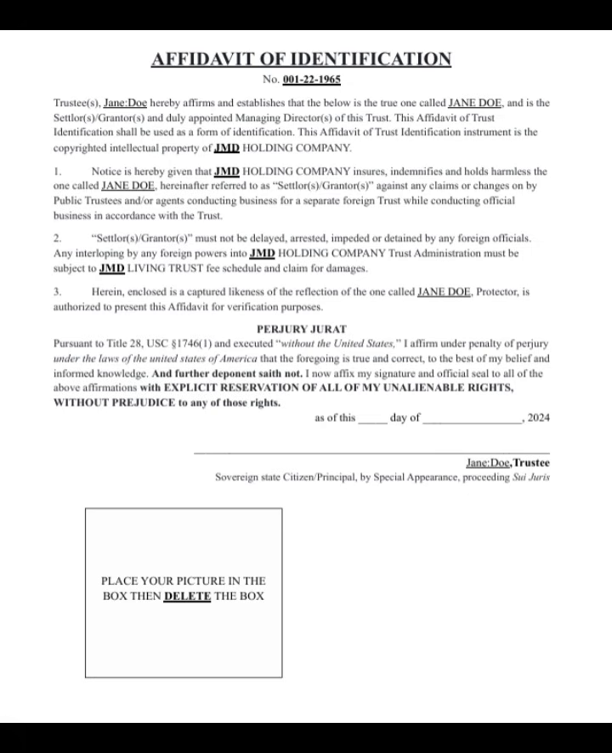Settler grantee must not be delayed, arrested, impeded, or detained by any foreign officials, any interloping by any foreign powers into JMD Holding Company Trust Administration must be subject to JMD Living Trust fee schedule and claim for damages. And that's another big thing too, is that you always want to get your fee schedule included in there. So that way, when they violate any of your stipulations, you don't have to sue them anymore.